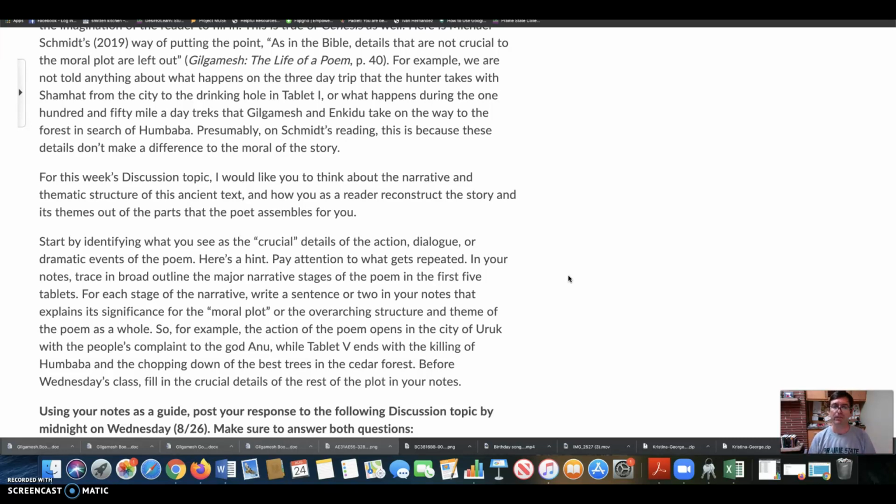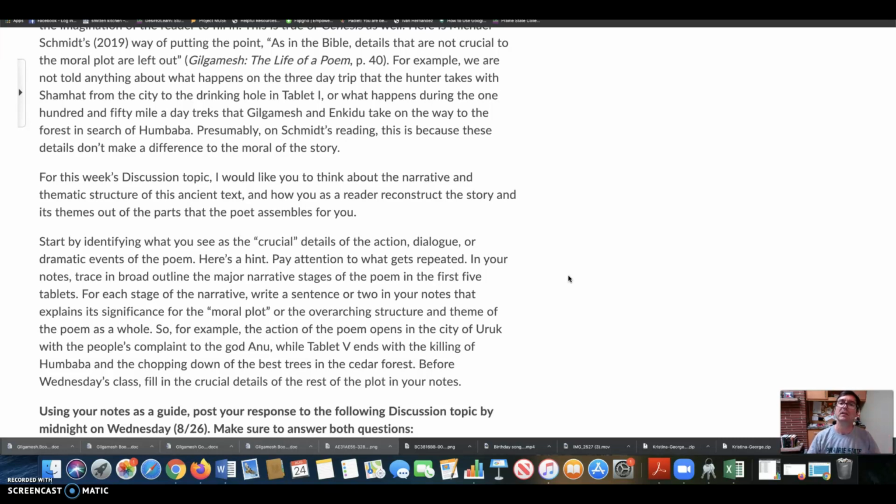By the end of tablet five, we have the killing of Humbaba, this monster in the forest, although how monstrous he really is becomes a kind of question. And the chopping down of the best trees in the forest. After they kill Humbaba, they chop down all the cedar trees. And that's where tablet five ends.